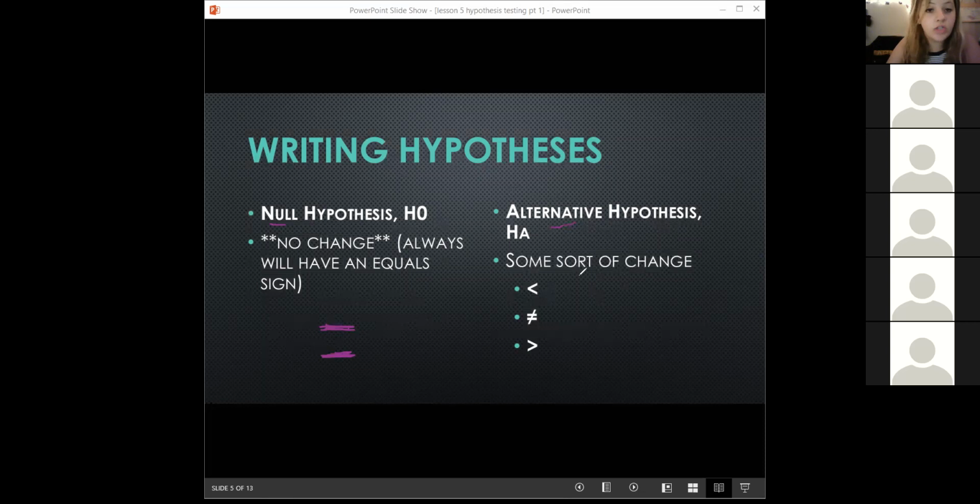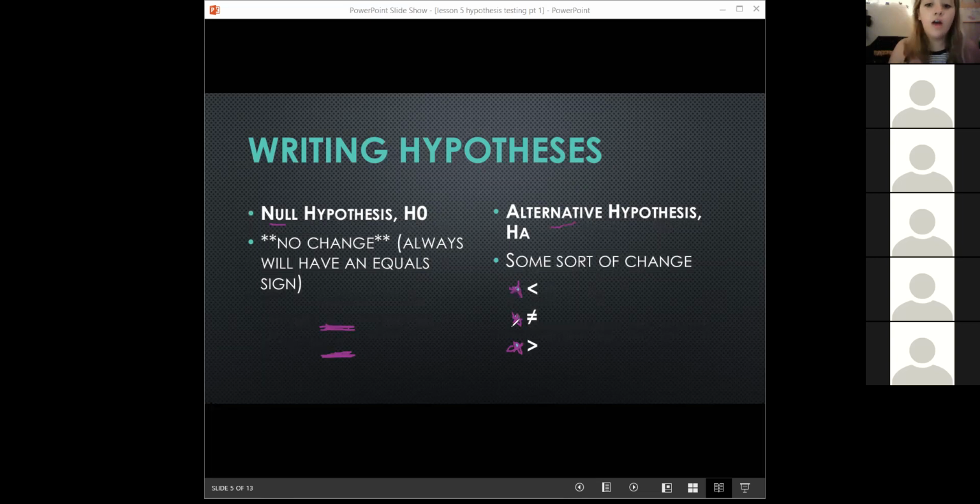Alternative is saying that there's some sort of change going on. So it could be less than, it could be not equal to, it could be greater than. So these are our options over here. The main thing to remember is that our null hypothesis is talking about no change at all. Alternative is talking about some sort of change going on.